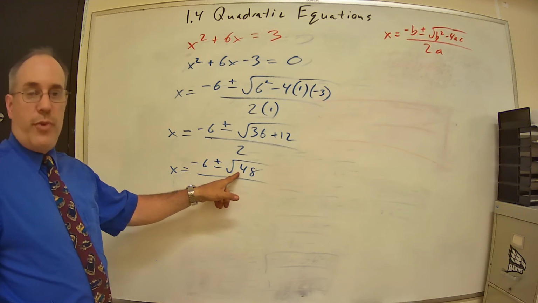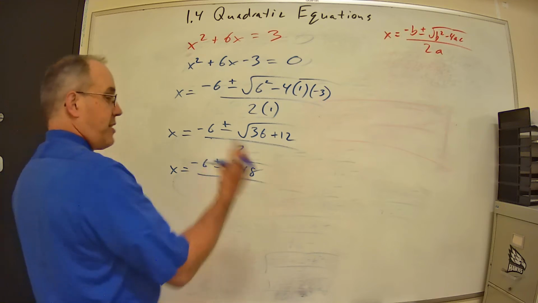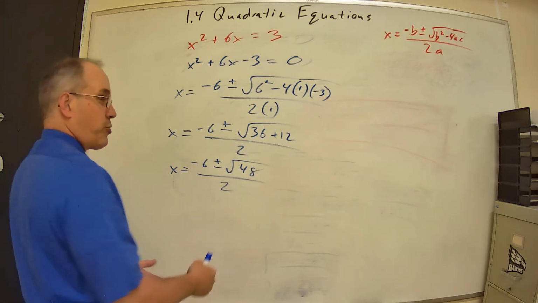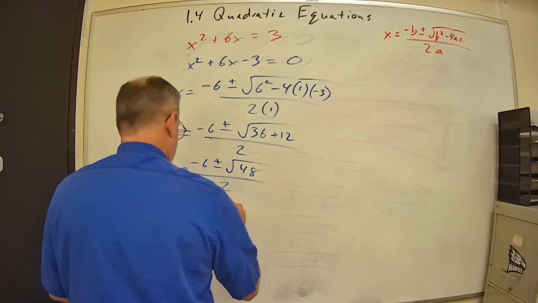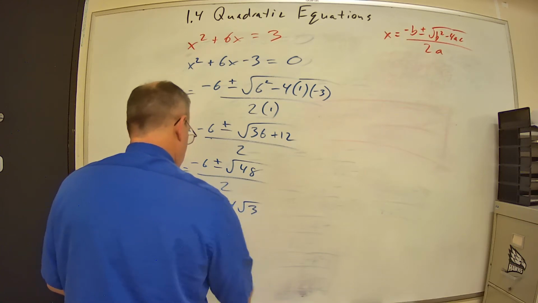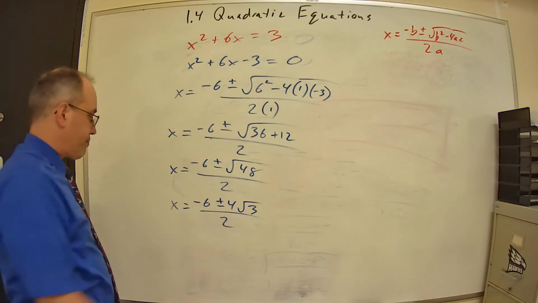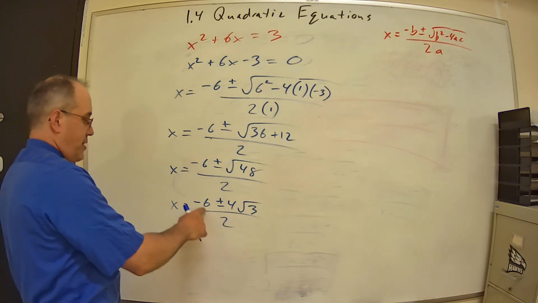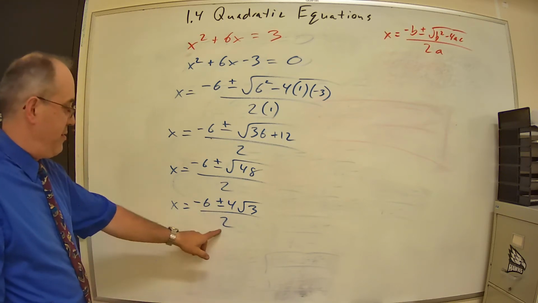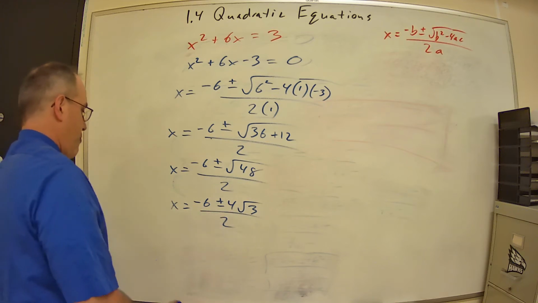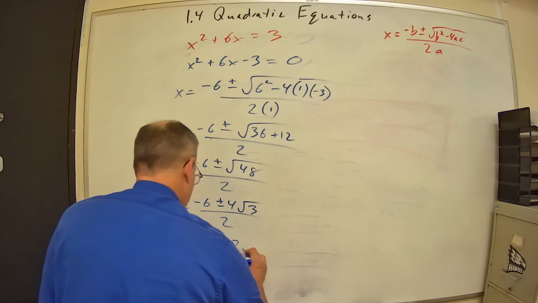Now I happen to recognize that 48 is 3 times 16. 16 is a perfect square, so I can pull out the square root of 16, which is 4. So x is equal to negative 6 plus or minus 4 radical 3 over 2. And then I see I've got negative 6 and 4, and I've got a 2. I can factor that 2 out of everything, which gives me x is equal to negative 3 plus or minus 2 radical 3.